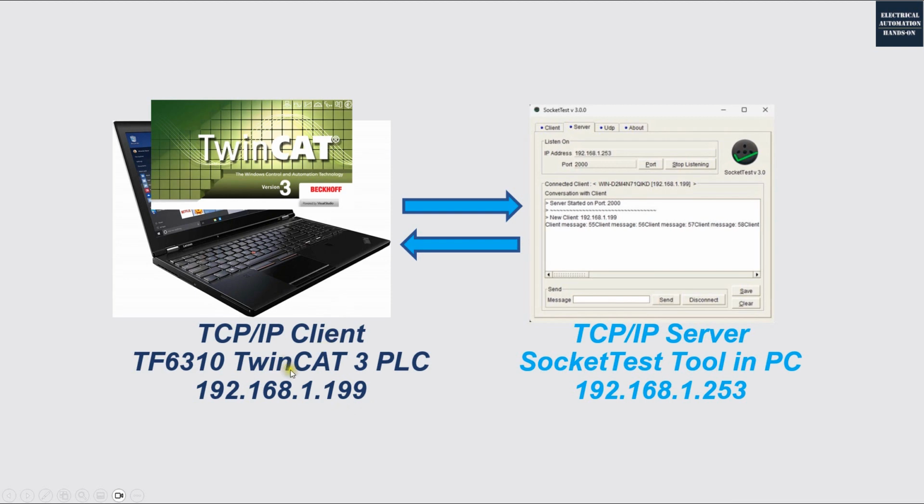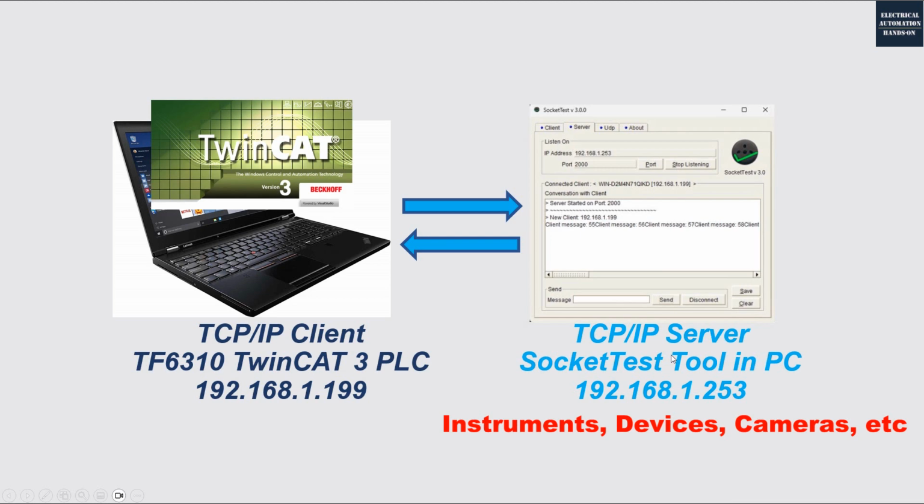This computer will run as the TwinCAT PLC role. We will also implement a PLC program to run this PLC as a TCP/IP client, and this client will find the TCP/IP server. On the right side, I will use another computer running this socket test tool as the TCP/IP server.